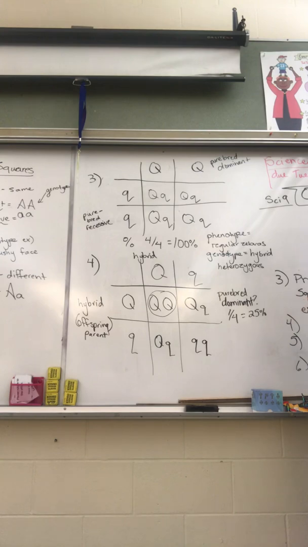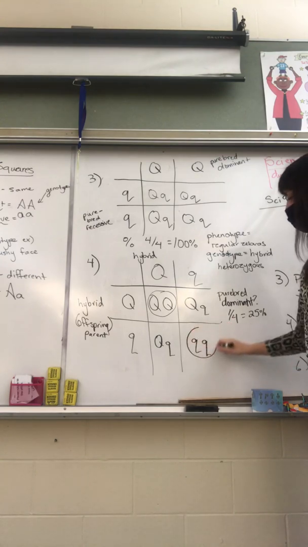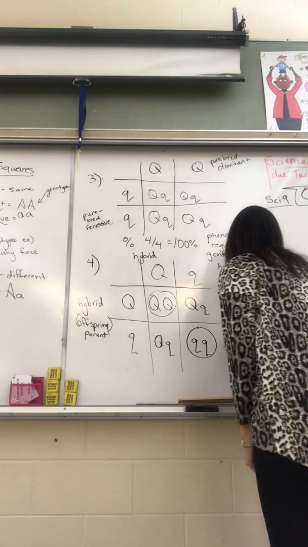How many are going to be purebred recessive? 2. Purebred recessive, so only the recessive genes. One. Okay, purebred recessive.